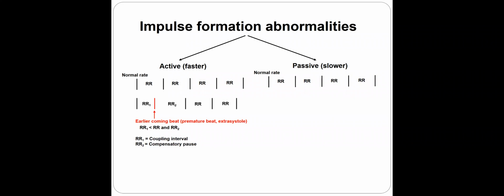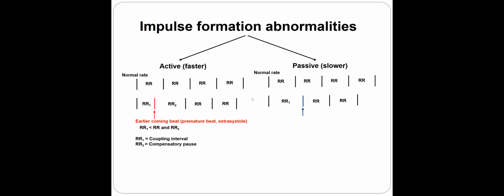Now, let's go on. So this is what we said. That's a normal situation. That's a premature beat. That's an extrasystole, what we have. And usually the RR1 is shorter than a normal RR and for sure is much less than RR2. Let's see another one in this distance. This is what is called the coupling interval, and that's a compensatory pause, what follows this extra beat. This is what you learned in physiology for sure.